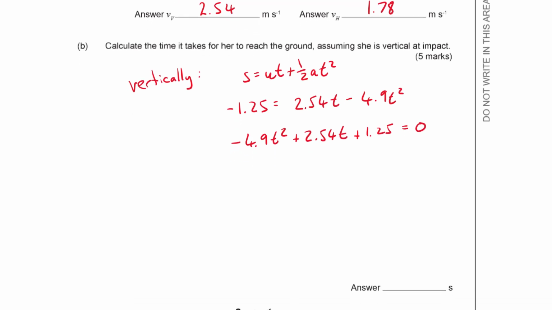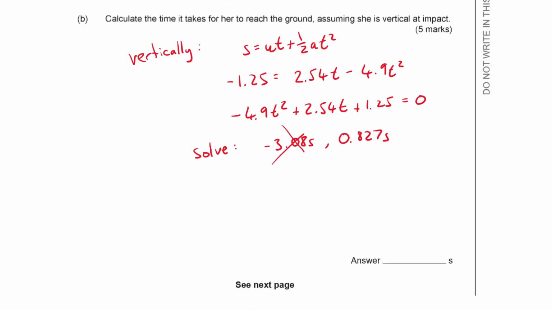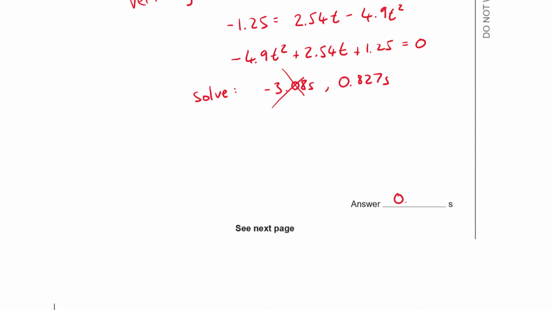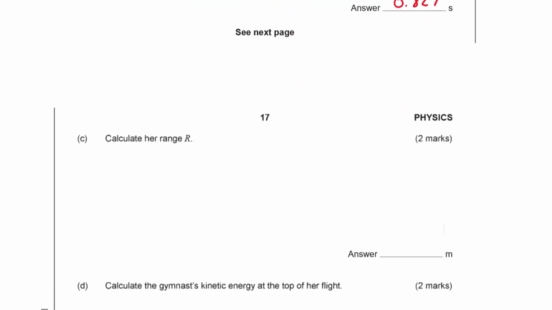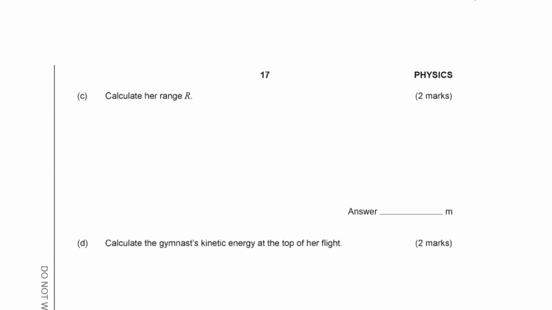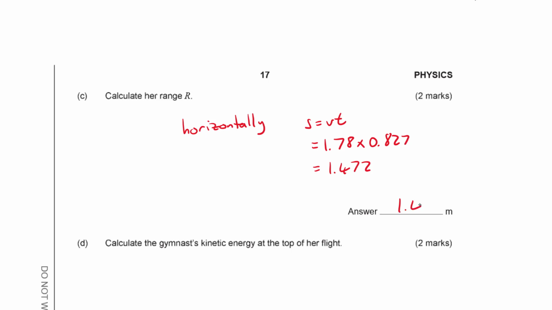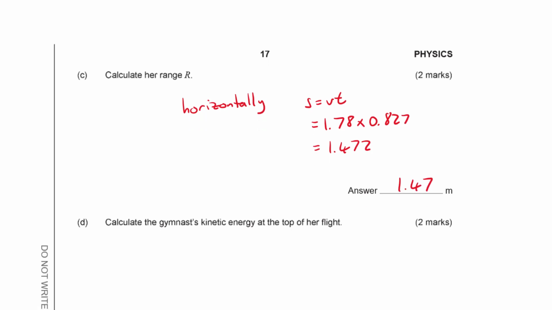You can either use your formula or your calculator. You'll get 2 answers, and of those 2 answers, one of them is negative, so the only right answer must be 0.827 seconds, and all that for 5 marks. So calculating the range is a fairly easy one as well. You just want to use that horizontal motion now. S equals Vt, sub in the values. Now you know the time, so you get 1.47 meters.